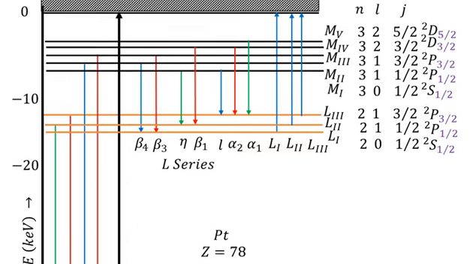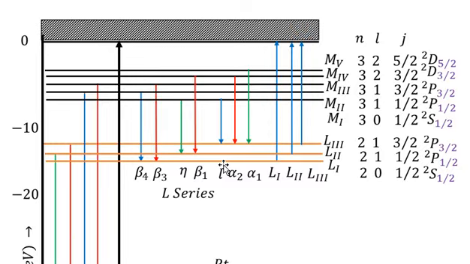So now let's discuss the L1, L2, and L3 levels. You see that I have also shown the transitions from different M levels to these L1, L2, L3 levels, obeying the same selection rules, that is, delta L is equal to plus minus 1 and delta J is equal to 0, plus minus 1. Obeying those selection rules, I have shown these transitions. And you know that these transitions have also been labeled as beta 4, beta 3, eta, beta 1, L, alpha 2, alpha 1, L1, L2, and L3. So L1, L2, L3 are the series limits.